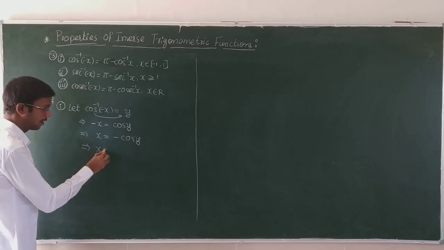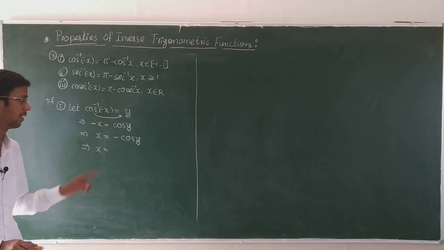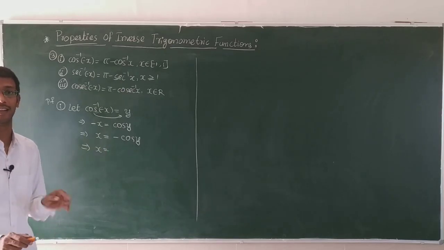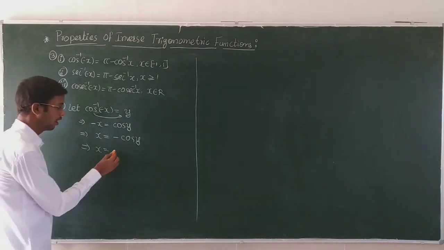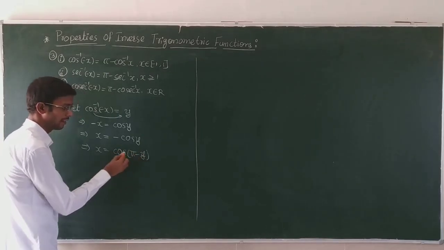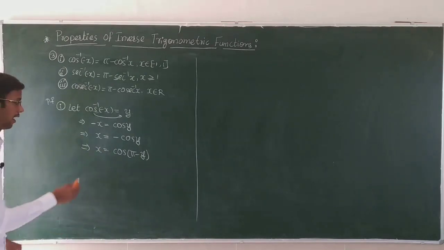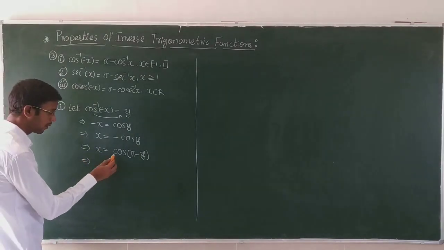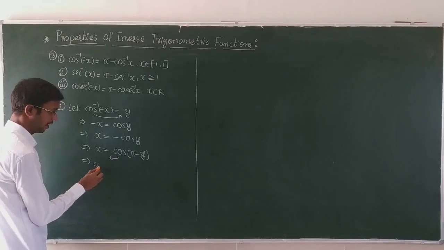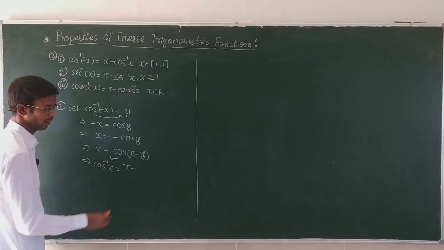Implies x is equal to, we can't write cos of minus y. Why? Because cos of minus y is cos y. Here negative is needed, so for that purpose I am writing pi minus y: cos of 180 minus theta is minus cos theta. Next, cos inverse on the right side: cos inverse x is equal to pi minus y.